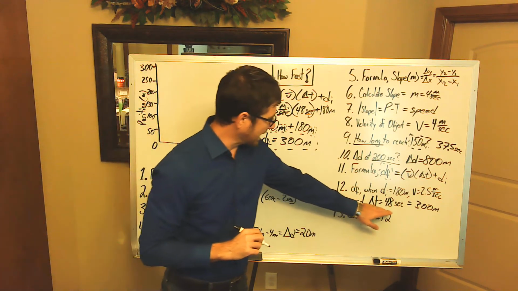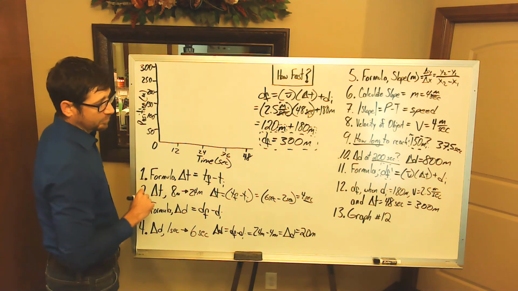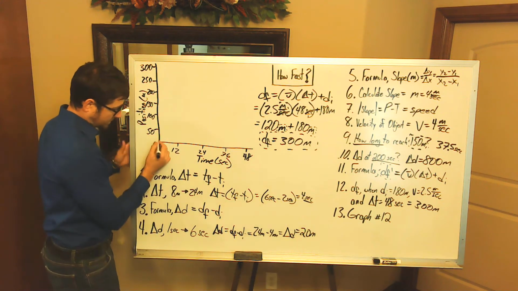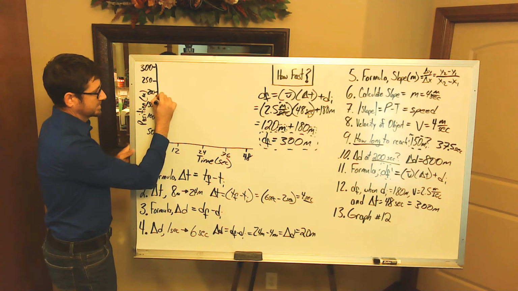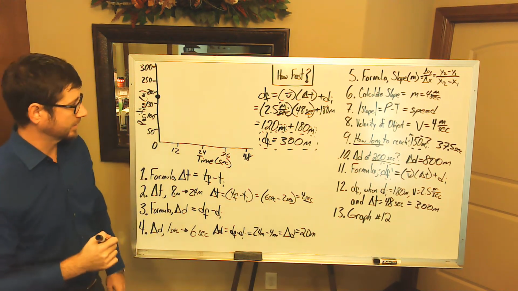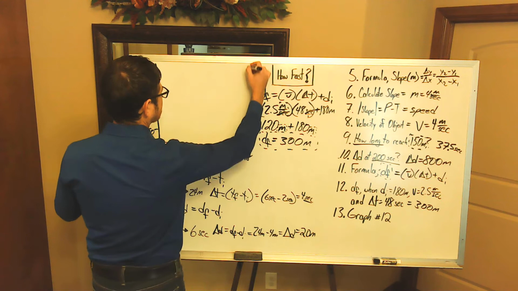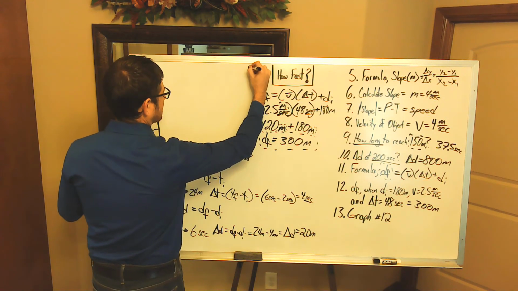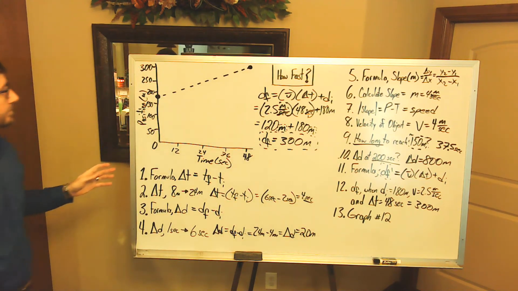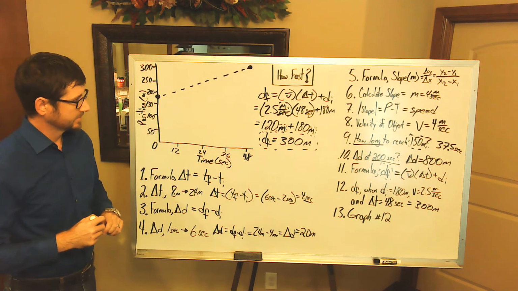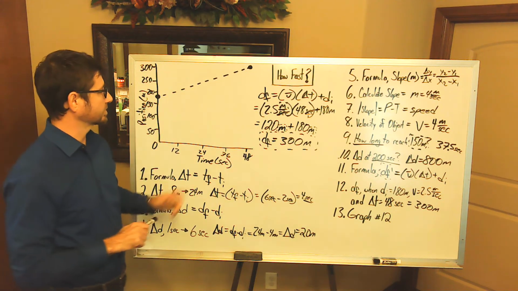Now in number 12, our initial position is 180 meters. So let's go ahead and graph that. So at time 0, right here, time 0, my position is 180 meters. So let's go ahead and place that ordered pair there. At a time of 48 seconds, my position is 300 meters. There we go. All right. So on your graph on number 13, you should have something that looks similar to this.